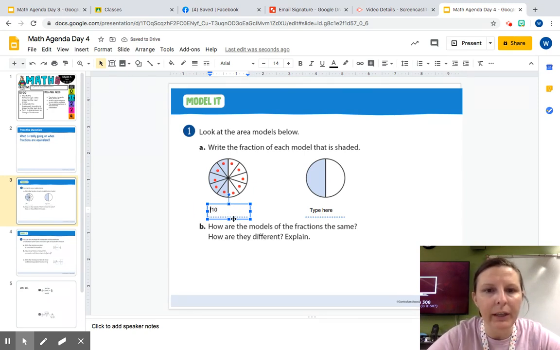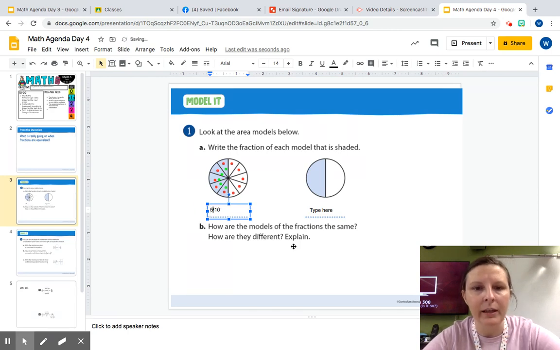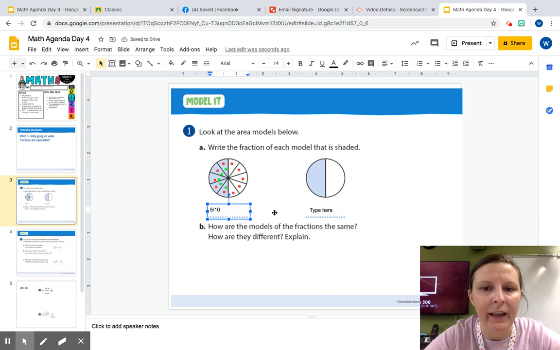So now we want to count the top part. How many shaded spots do we have? So let's count just the shaded part. We have 1, 2, 3, 4, 5. Okay, so we have 5 there. So this is going to be 5 out of 10. That is our fraction. 5 pieces are shaded out of 10 total pieces. Remember, the bottom number is your total. The top number is how many shaded.